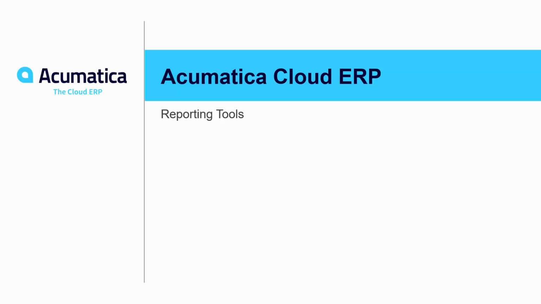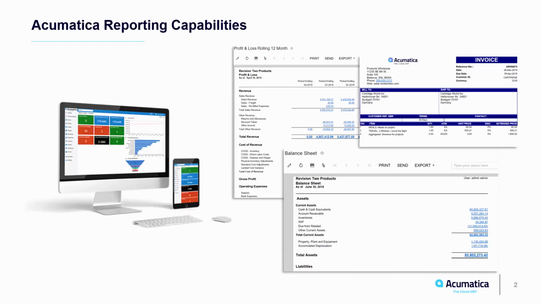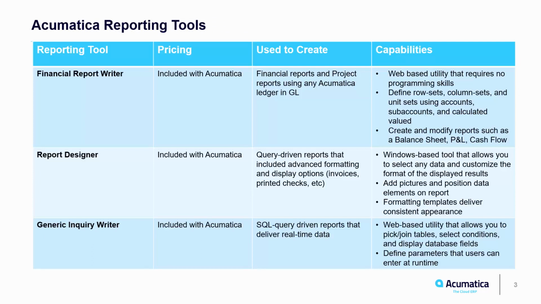Reporting tools. Acumatica provides reporting tools to deliver tailored business intelligence views to users in your organization. Using Acumatica's reporting tools, you can modify existing Acumatica reports and develop new ones. These can be delivered online, converted to PDF or Excel, and delivered via email. In this video, I will demonstrate 3 reporting utilities that are included with Acumatica.